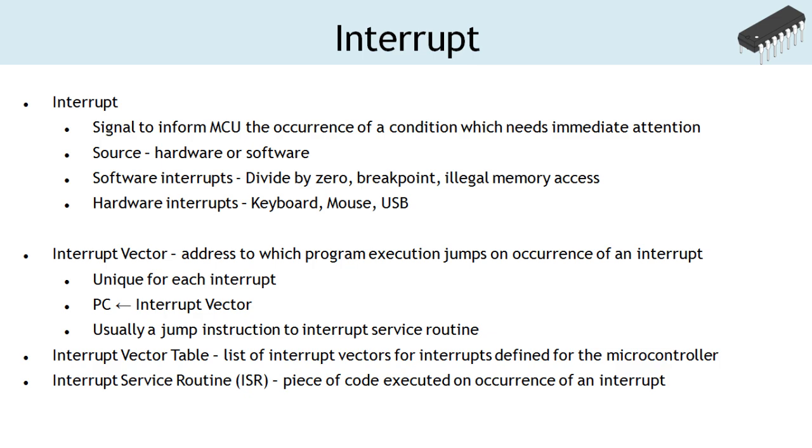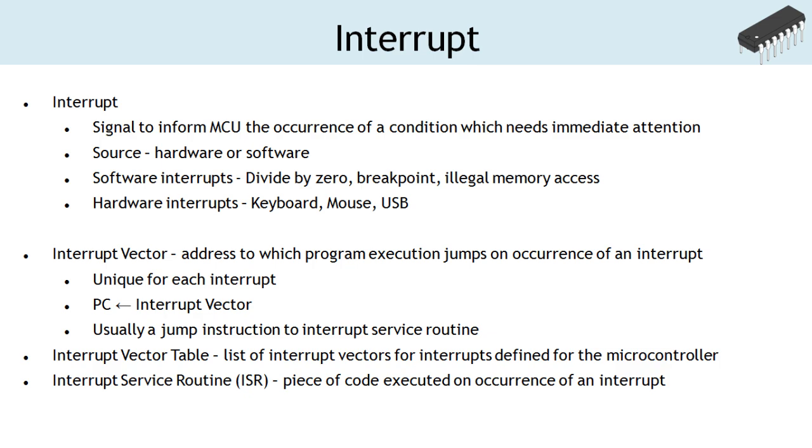A memory address associated with an interrupt is called an interrupt vector. When an interrupt occurs, the program execution jumps to the memory location. It usually contains an instruction to jump to the corresponding interrupt service routine. Each interrupt has a unique interrupt vector.